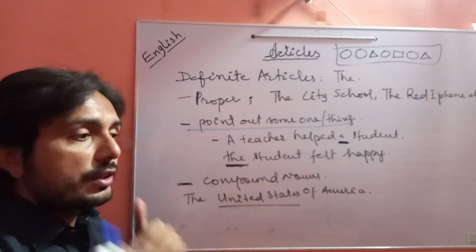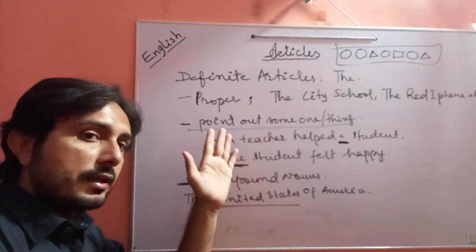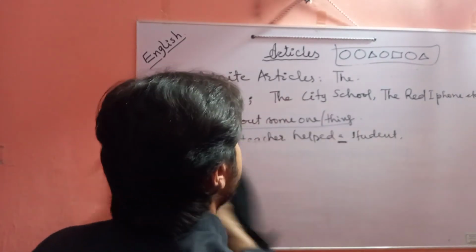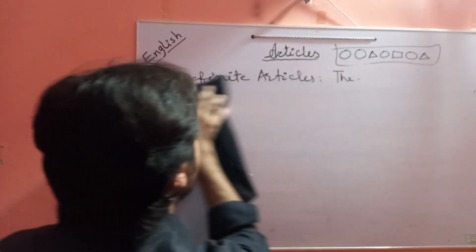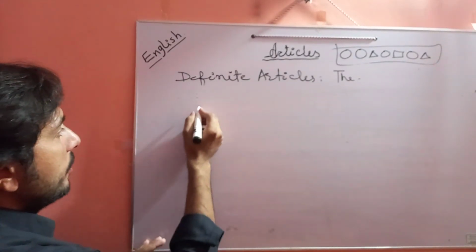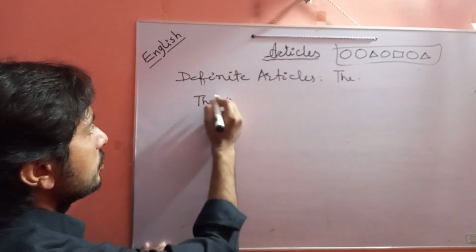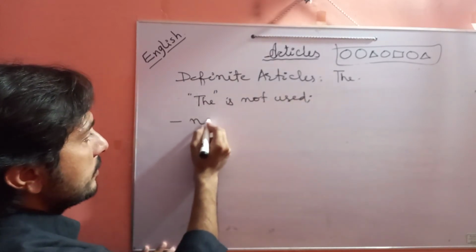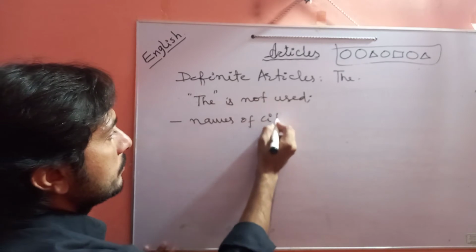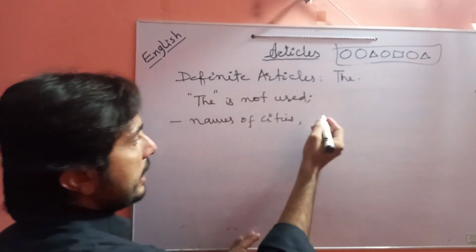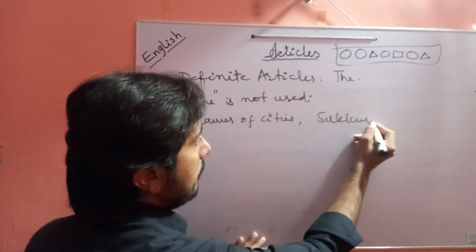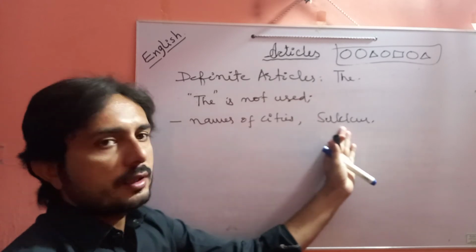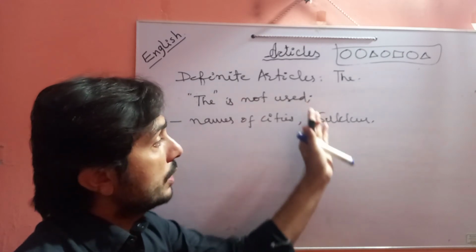Now we should note down that with proper nouns, the definite article is not used. So you should note down those few factors as well. Remember that the is not used with the names of cities. For example, if we have a city that is Sukkur, we never say the Sukkur or the Kheiri or the Larkana. We never say like this. It is singular use. Even though it is proper, we never use the with that.